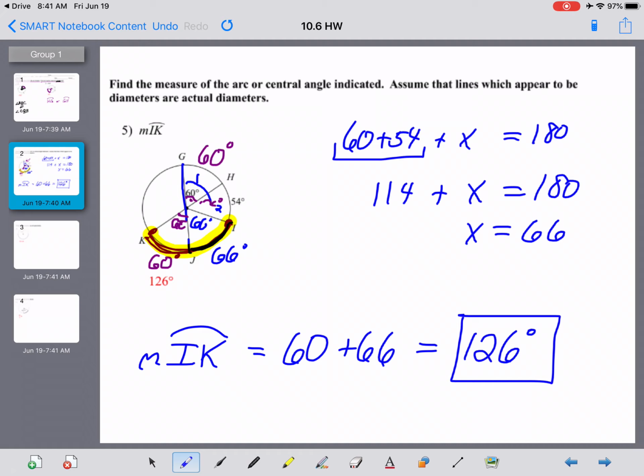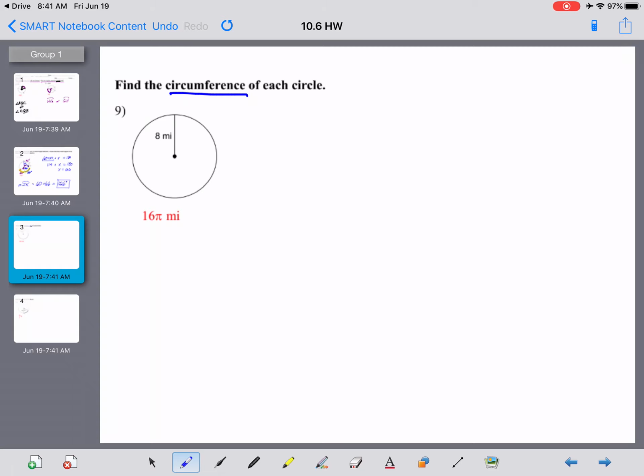Let's jump to number 9. So now in this problem, they're asking you to find the circumference of each circle. So we learned two different variations for the formula for circumference, although they're really the same thing. The primary formula we tend to use for circumference is 2 times pi times the radius of a circle. However, 2 times your radius is always going to get you the measure of a circle's diameter. So you could replace the 2r with a d for diameter, and both of these formulas work just fine. It's really just a question of what information is presented to you.